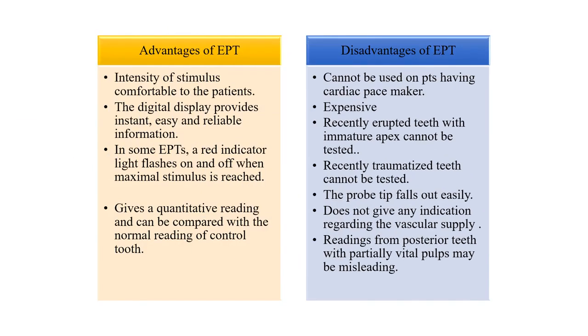However, in case of electric pulp tester, there are certain disadvantages. You can't use them in patients who have cardiac pacemakers. Of course, it is quite expensive. Similar to cold and heat test, when the tooth is immature and not myelinated, you may get a false negative response. Now let us go over what are the different kinds of responses elicited by pulp testing.